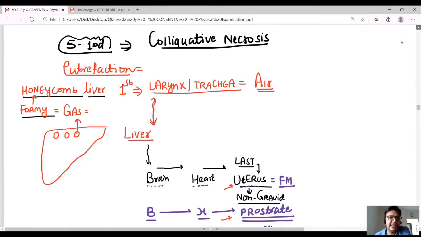After 5 to 10 days, we have colliquative necrosis. Now, revise with me a little, sir.